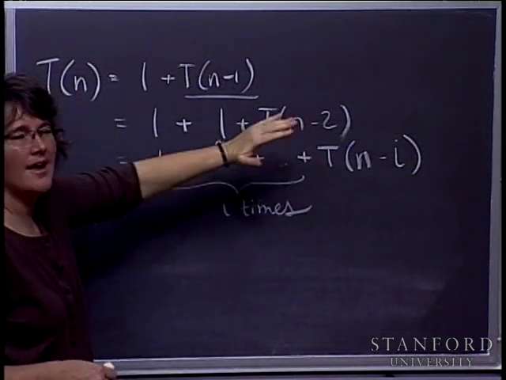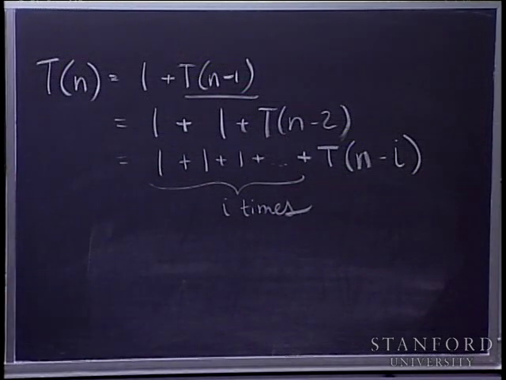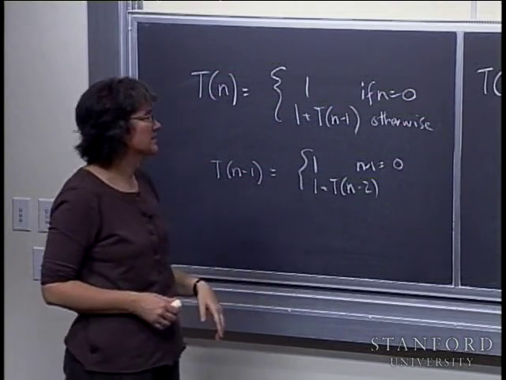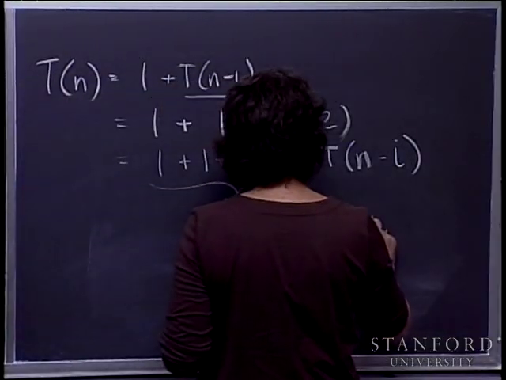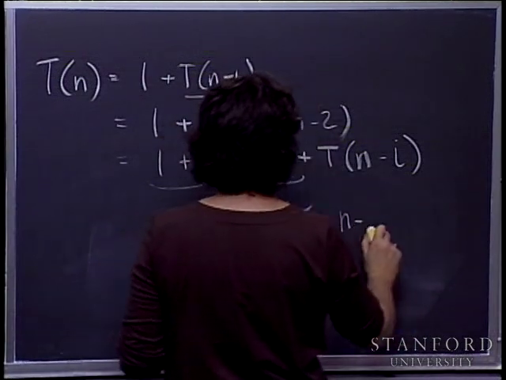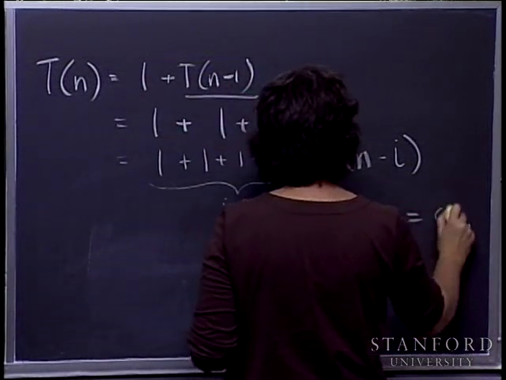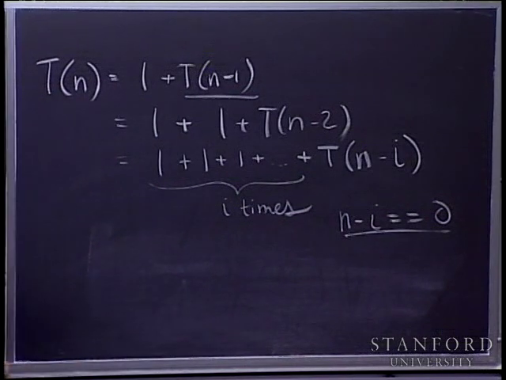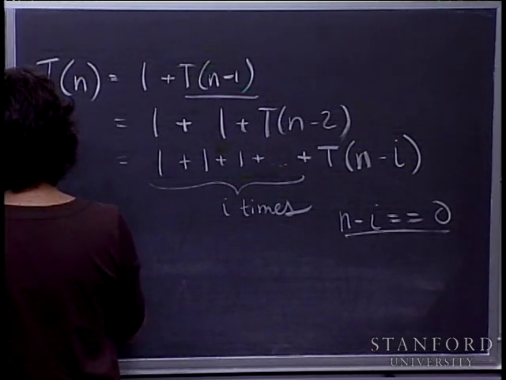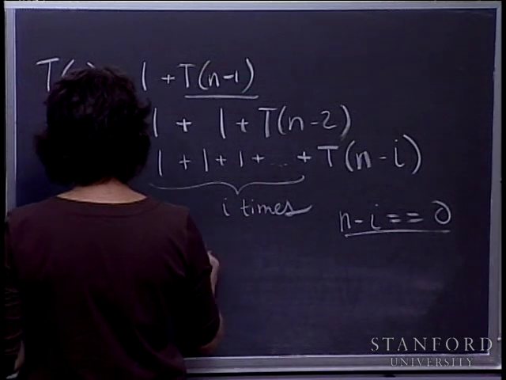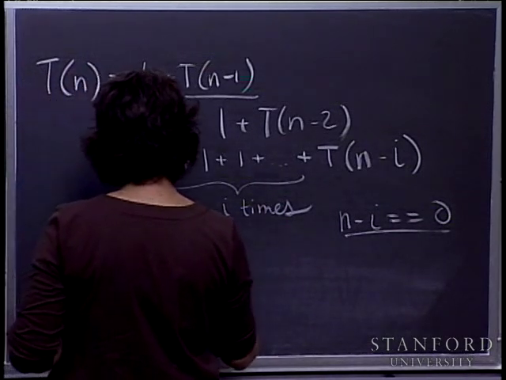And then what we're looking at is how many times we have to do that expansion and substitution before we hit the base case, where T of n exactly equals 1. So we're looking for the case where n equals 0, so I want to do this until n minus i equals 0. So I need to have done this i times where i is n. So if I set i equal to n, then I'll have 1 plus 1 plus 1, n times.